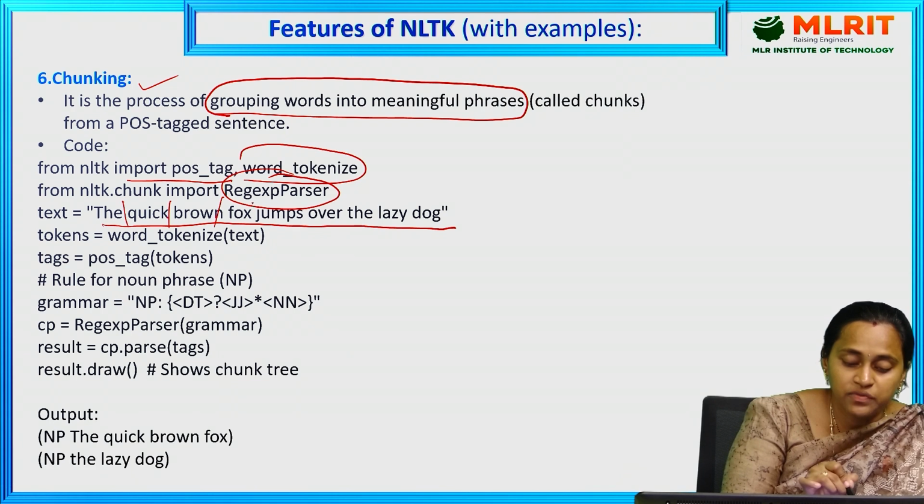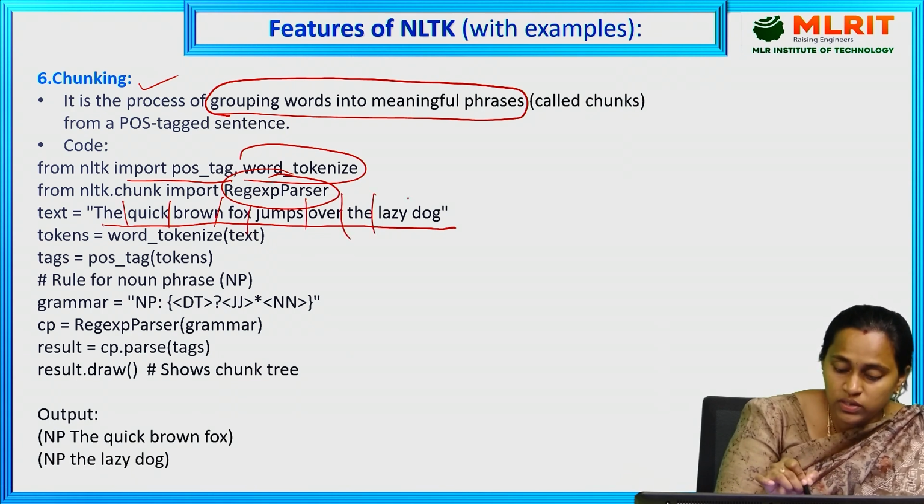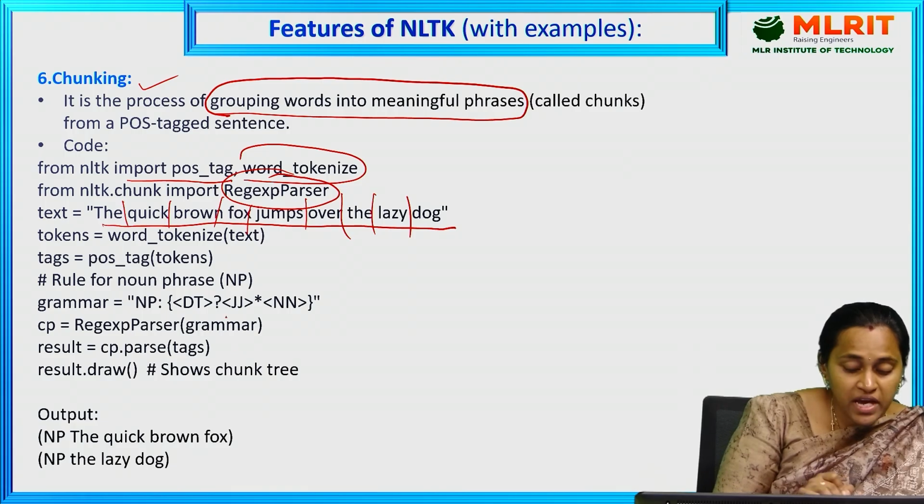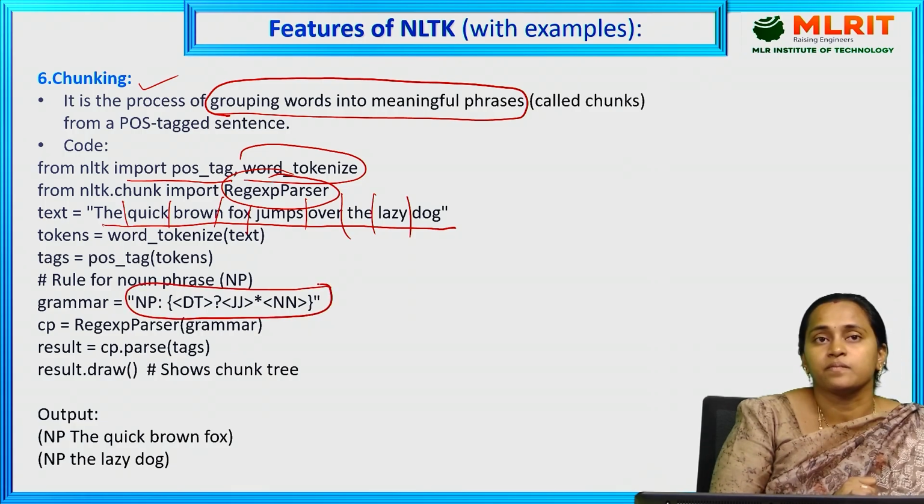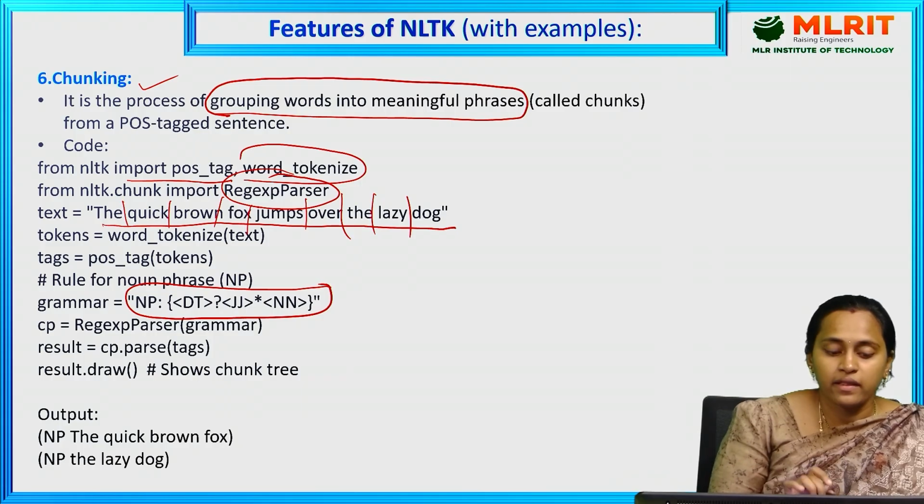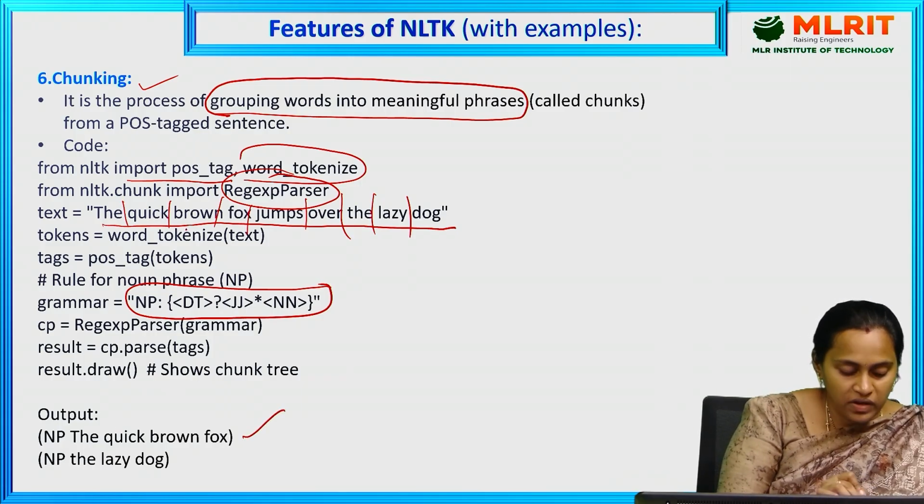After tokenization, we apply the POS tags. After POS tagging, we remove the stop words. After removing the stop words, we analyze the regular expression structure. This is the main idea behind chunking, right? Then only we get the output. So here the noun phrases are the quick brown fox and the lazy dog.